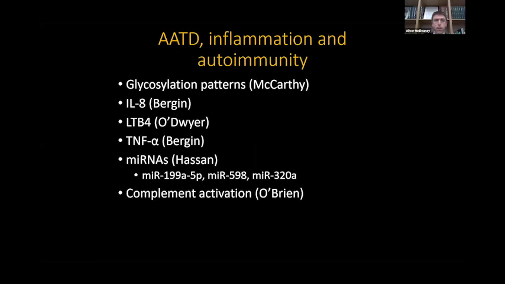We've looked at things like altered glycosylation and its influence on both acute inflammation and resolution of infection, and the role of alpha-1 as a modulator of IL-8 and LTB4. These are two of the most potent neutrophil chemoattractants in the CF lung.